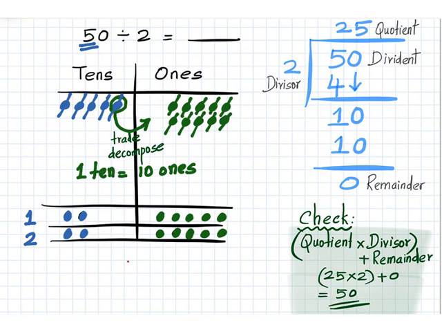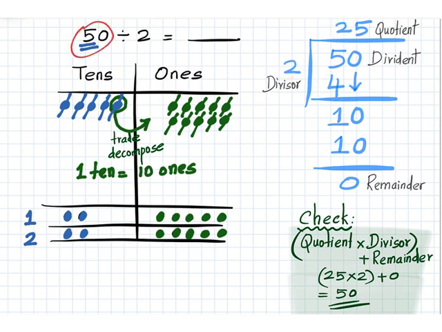Now let us do a long division that represents this place value chart. 50 is the dividend and 2 is the divisor. Now let us see how many 2's go in 5. Yes, 2 2's go in 5. 2 times 2 equals 4.